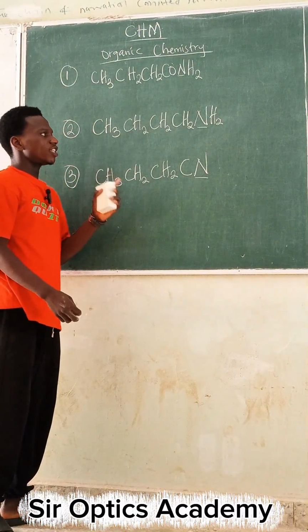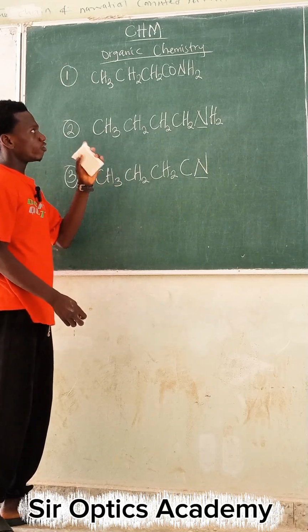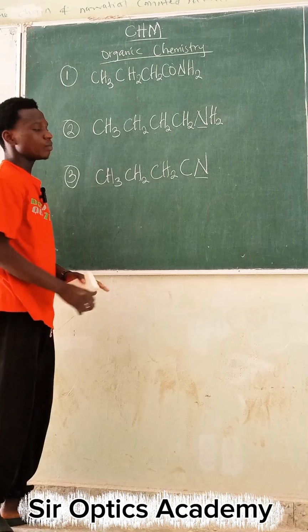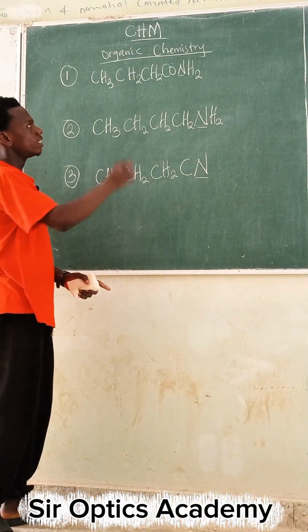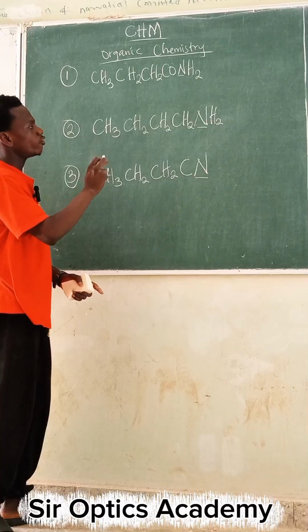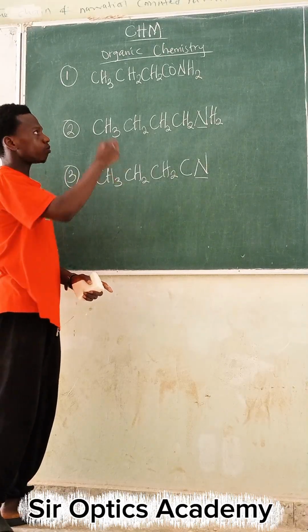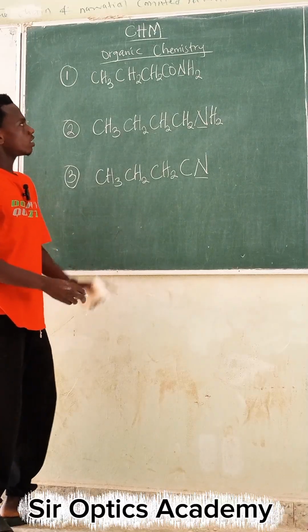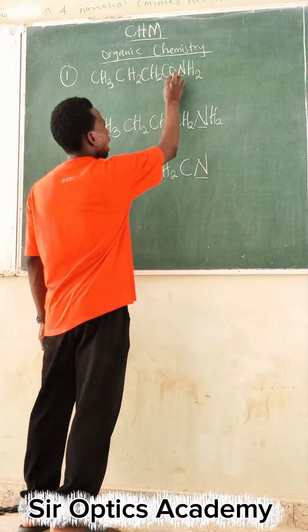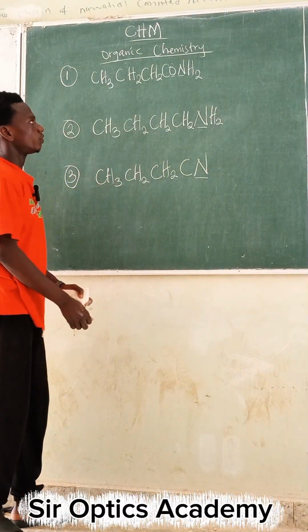So what differentiates these three organic compounds? What differentiates them is their functional group. Despite the fact that they all have a nitrogen atom, there is a difference between the functional group in each of these three organic compounds. You can notice that the first has an oxygen, while the remaining two have no oxygen.